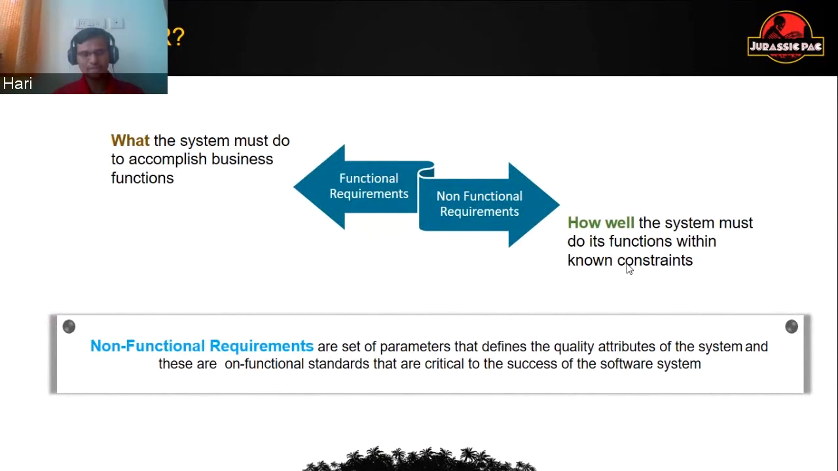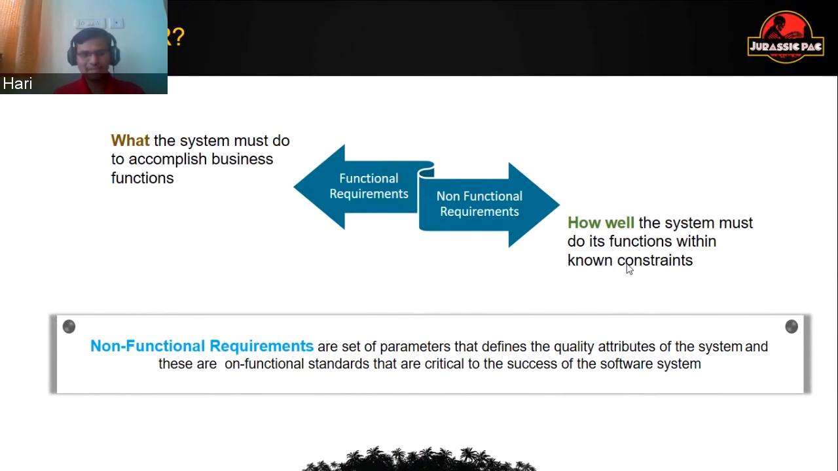I think most of us are aware of functional as well as non-functional requirements. Functional requirements predominantly focus on what the system must do to accomplish a business function, whereas NFR is predominantly focused on how the system must do its function within the known constraints. It has a direct impact on the user experience or user expectations. Functional requirements are probably easy to define and easy to test. But when it comes to non-functional requirements, it's a bit complicated.